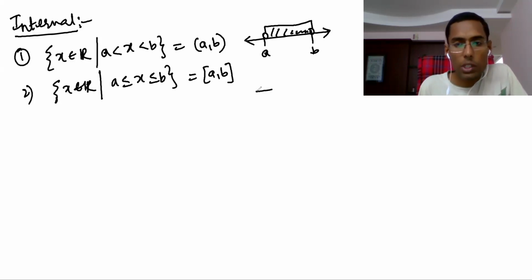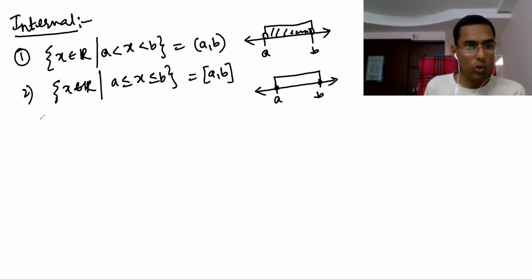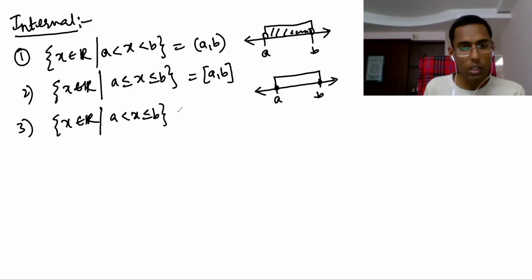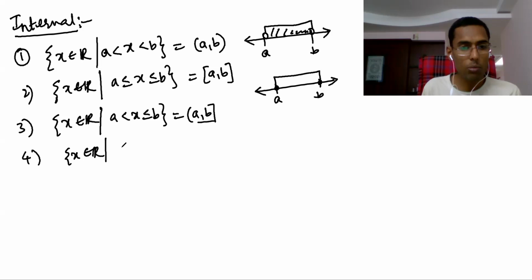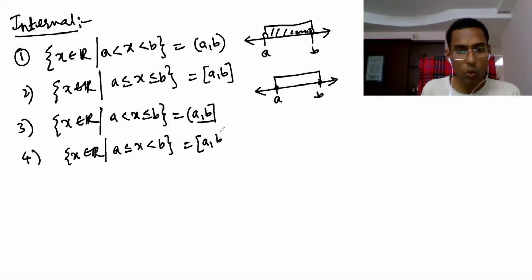So now, what does closed interval mean? A is there, darkening means a is there, b is there, and from a to b all the numbers are there. Now let's say x is a real number such that a is less than x, less than or equal to b. Then this is called open interval a comma closed interval b. Now the fourth: I am writing set builder form to interval form. a less than or equal to x less than b. This is left closed, right open.